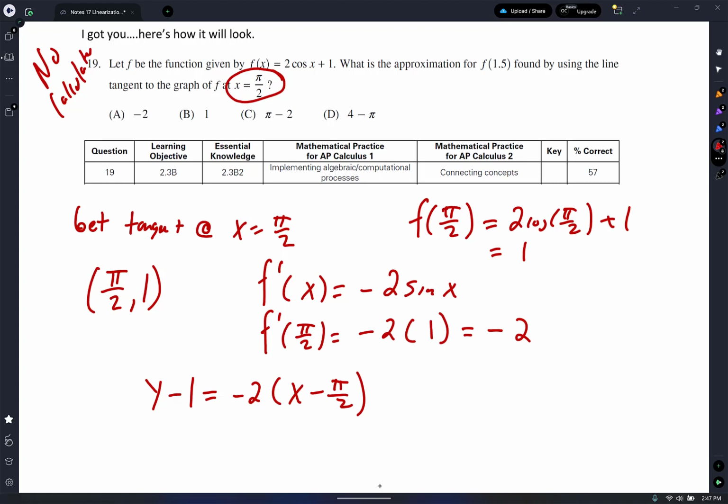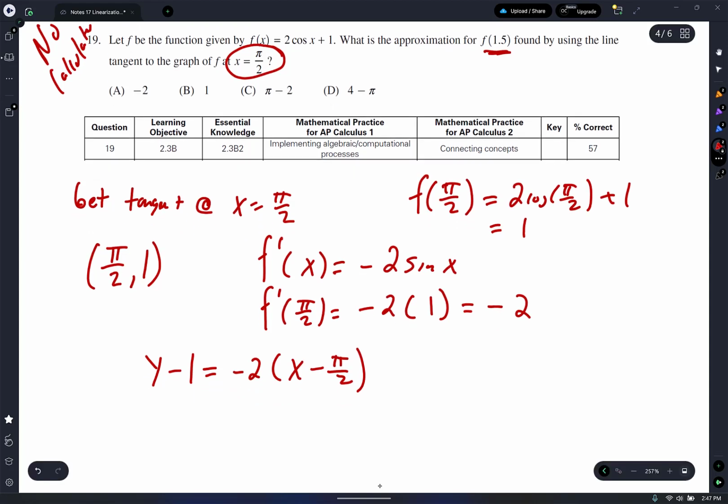Sometimes they call the y the L of x, linearization, because that's the line you're going to use. 1.5 is really close to pi over 2, so it should be a pretty good approximation. So this is what I'm going to use. You guys ready? I'm going to plug in 1.5 in here for x. Instead of writing 1.5, I'm going to put 3 over 2, because I already have a denominator of 2. Do you guys see that?